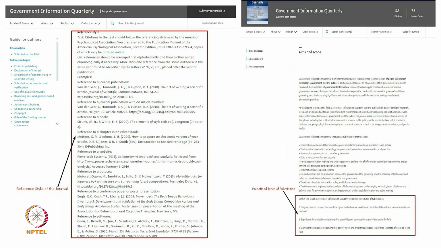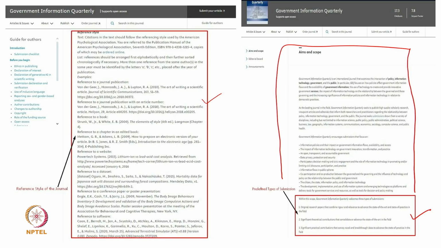Then on the left hand side of the screen, the reference style is given. Each publication in this journal follows this reference style, so the author has to follow this reference style for publication in this journal. On the right hand side, the aims and scope of this particular journal are given. Below that, it shows the types of submission that this journal accepts.